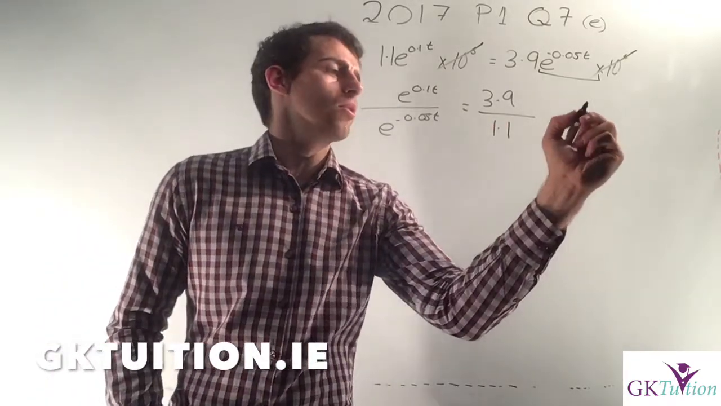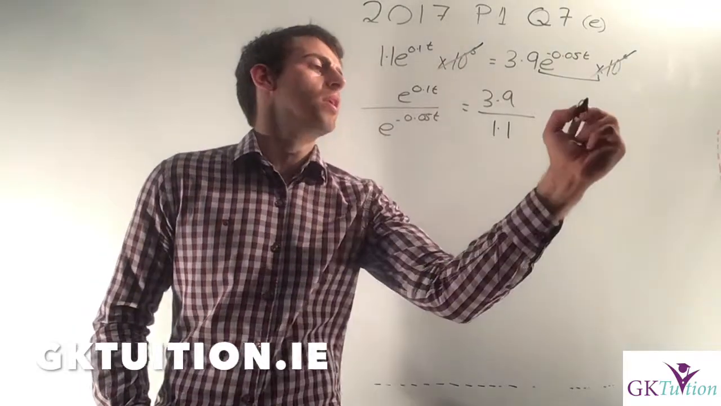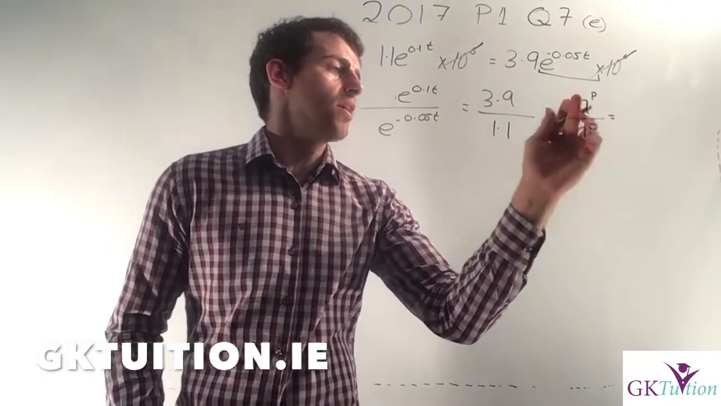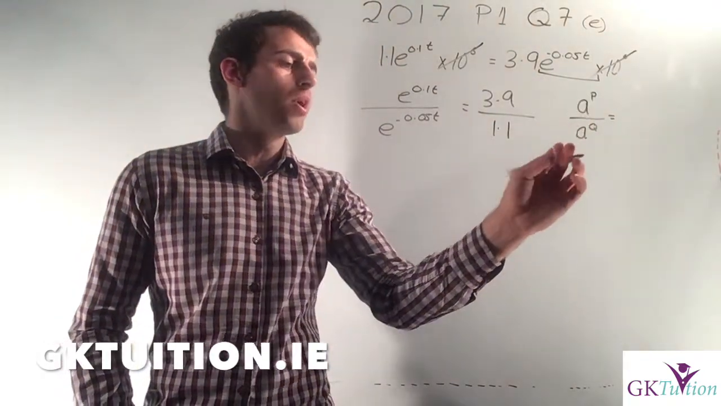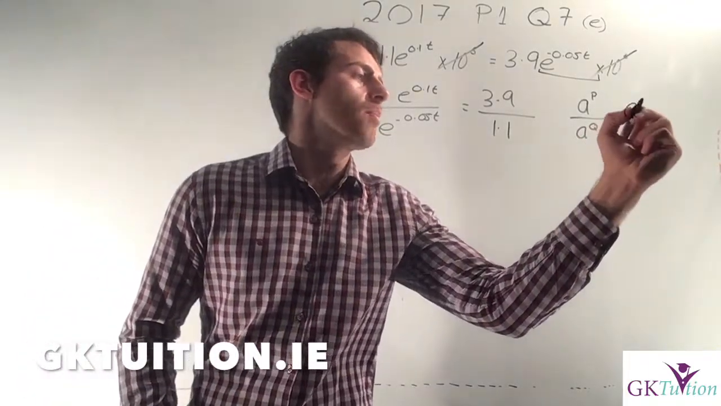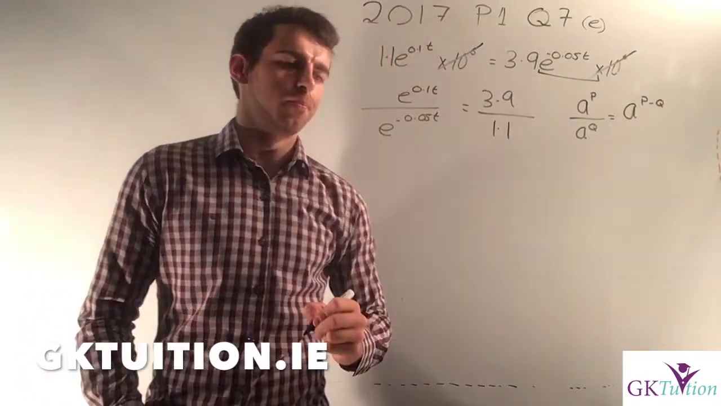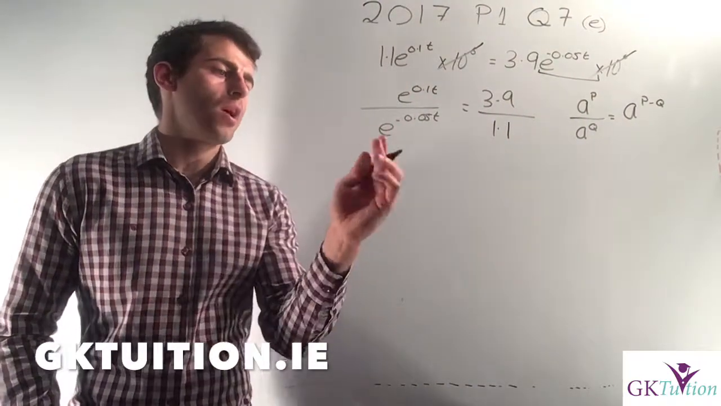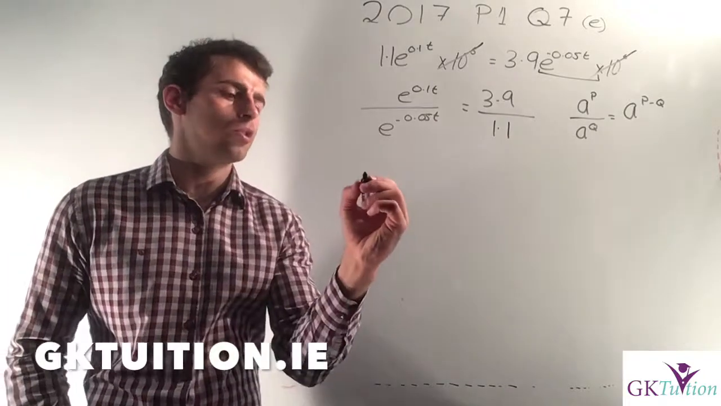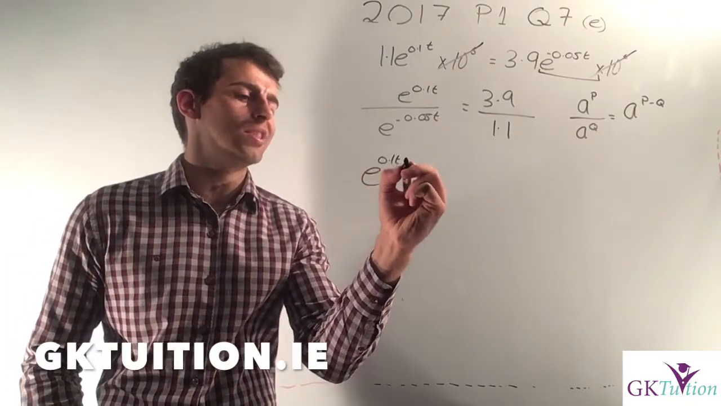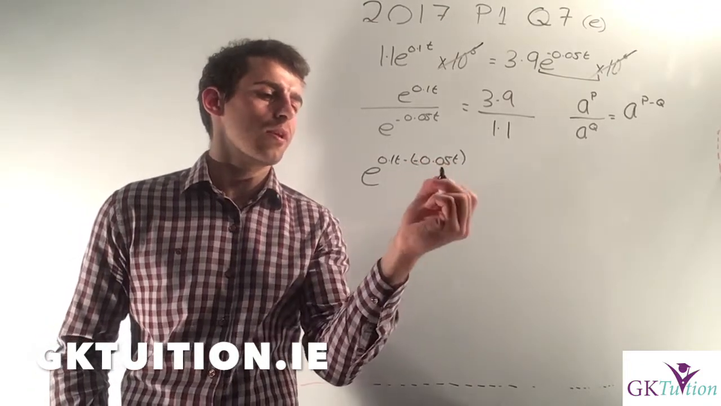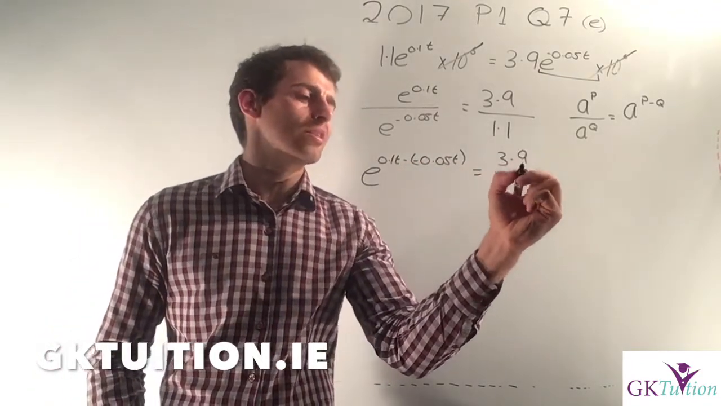One of your rules of powers from page 21 on your log tables is that a to the power of p over a to the power of q, if you've got something to a power divided by something to a power, you can just subtract the powers. It's just a to the power of p minus q. So I can just do that here. I have e to the power of something over e to the power of something, so I can just subtract my powers. So it just becomes e to the power of 0.1t minus 0.05t. Okay? And my left-hand side for the moment, let's just leave it as it is.